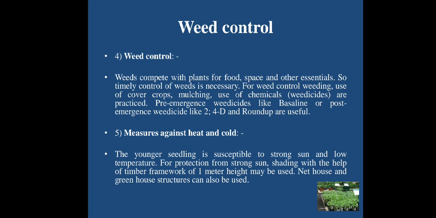Measures against heat and cold. The younger seedling is susceptible to strong sun and low temperature. For protection from the strong sun, shading with the help of a timber framework of 1 meter height may be used. Net house and greenhouse structures can also be used, which are very important for avoiding heat and cold.